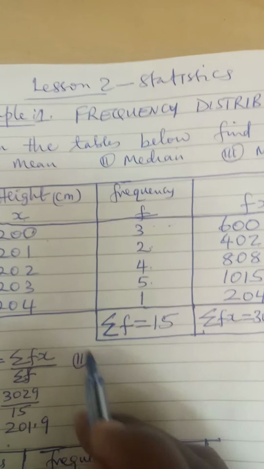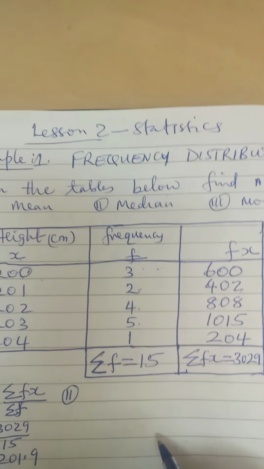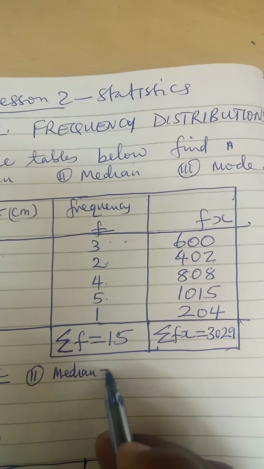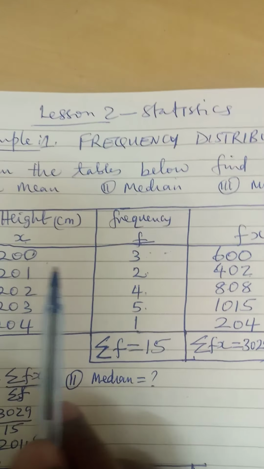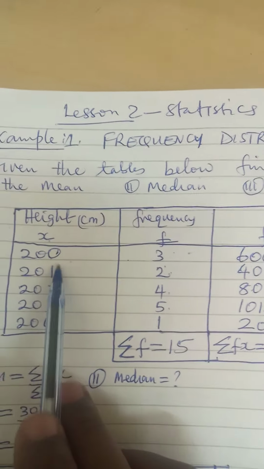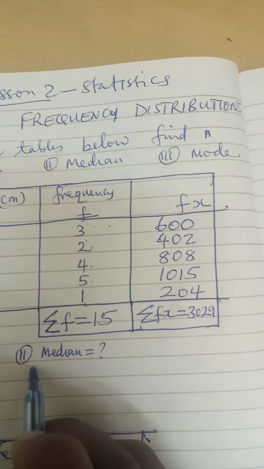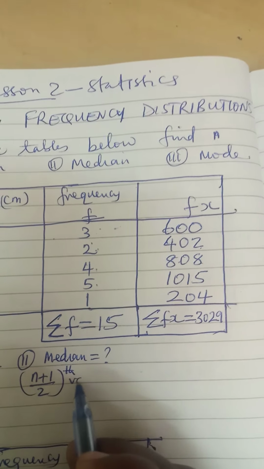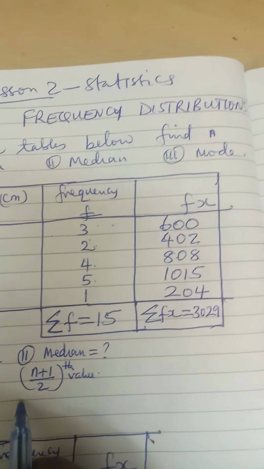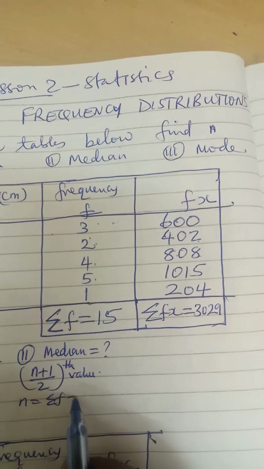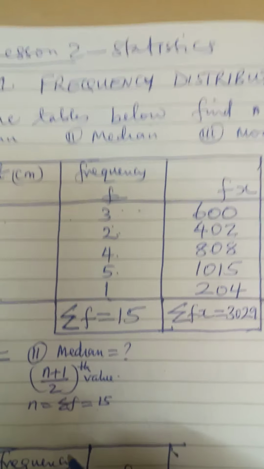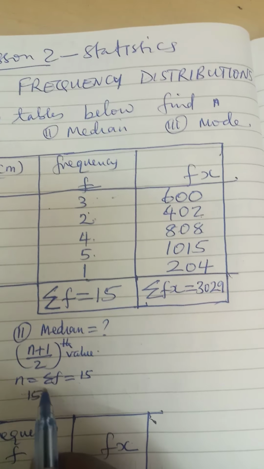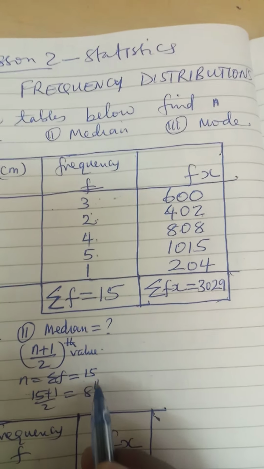The second case requires us to find the median. The median now requires us to use a formula. Assuming that we have very many items, more than what we have, we will use a formula n plus 1 over 2. We look for that value, where n is the summation of frequency, therefore n is 15. So that value will be 15 plus 1 over 2, which will be the 8th value.